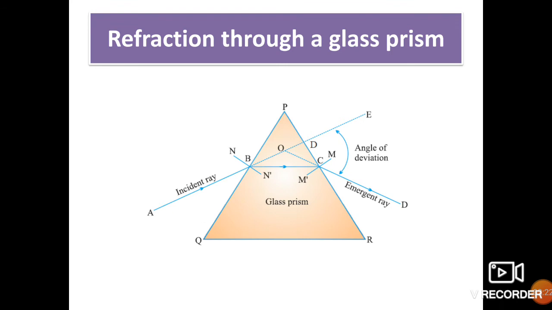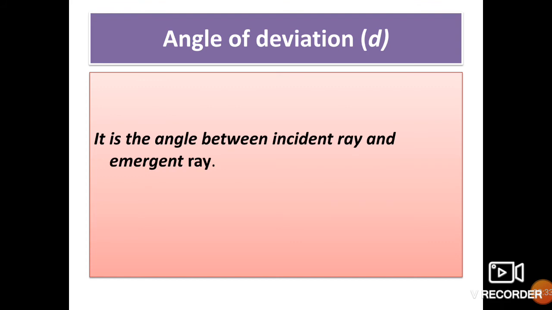Here you can see the angle represented, that is the angle of deviation. Then what is the angle of deviation? It is the angle between the incident ray and the emergent ray. The difference between the incident ray and emergent ray, we call it the angle of deviation.